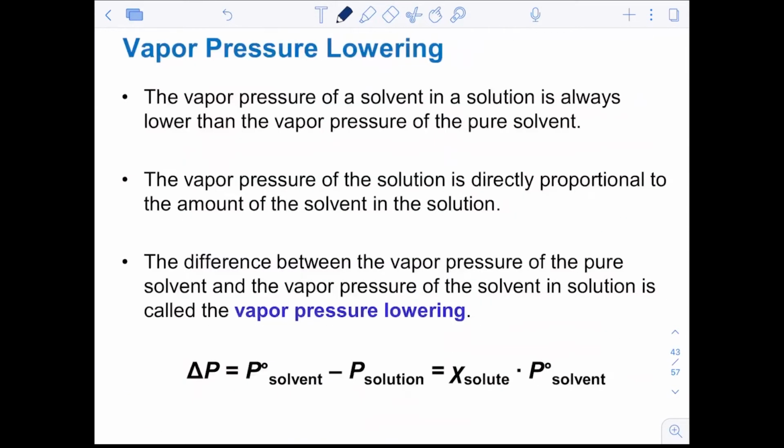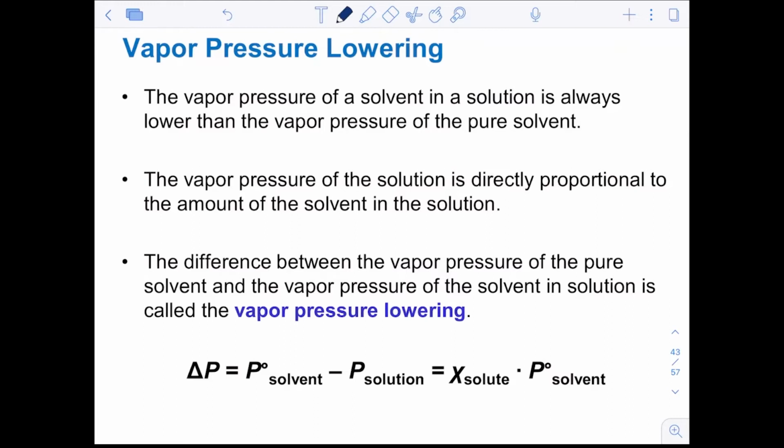Now, let's go ahead and look at the calculation. We're going to talk qualitatively always first, and then quantitatively. What can we do in order to calculate that change in pressure? The vapor pressure of a solvent in a solution is always going to be lower. There's the qualitative, right? Lower than the pure solvent. So by adding in a solute, we will effectively keep the solvent in the liquid form and change the vapor pressure. The vapor pressure of the solution is directly proportional to the amount of solvent in a solution. We will be using mole ratio here.